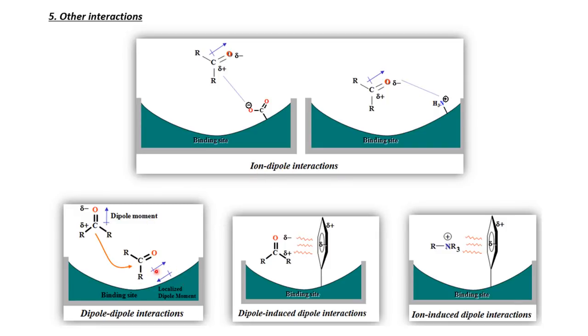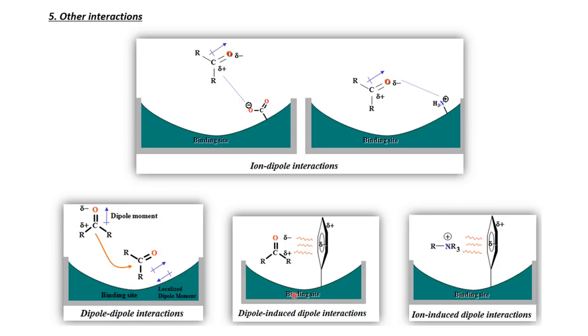Now, if you have a polar molecule here as part of the receptor site, and you have another polar molecule here as the drug, then a form of bond called dipole-dipole interaction can occur, as in this example here. So the molecules will align such that the partial negative is with the partial positive, and the partial negative with the partial positive.